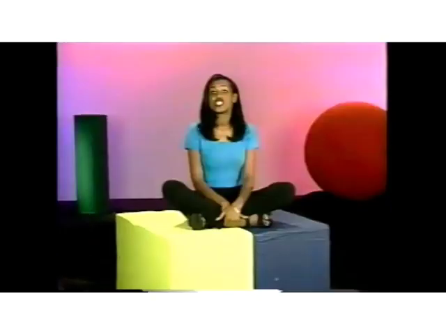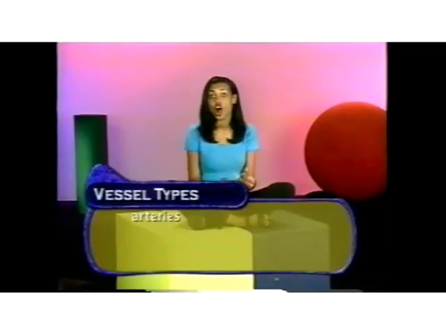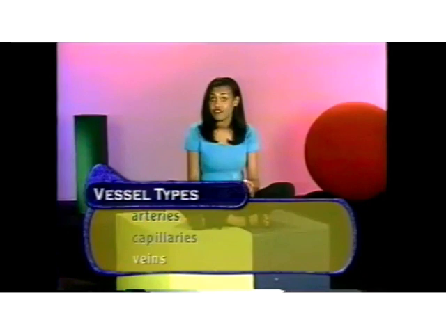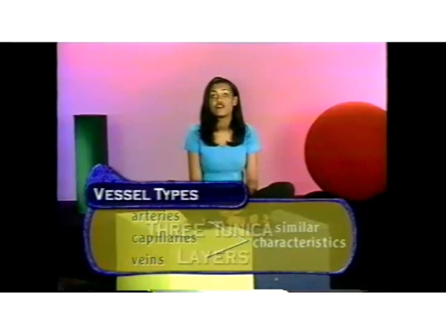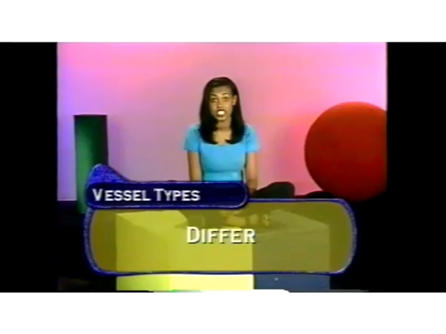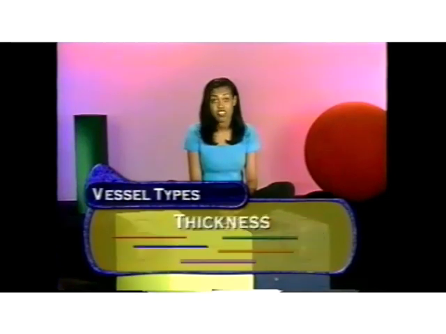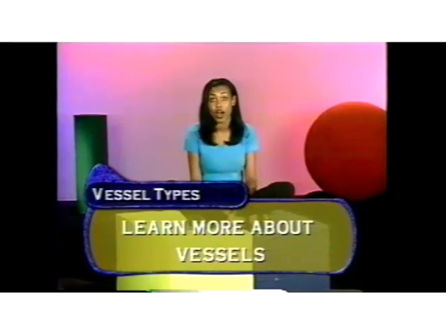So each of the three vessel types, arteries, capillaries, and veins, have similar characteristics. Each of the vessels contain one, if not all, of the three tunica layers. Just like people, dogs, and socket wrenches, these vessel types differ in length, diameter, and thickness. But don't just take my word for it. Why not learn more about vessels from the well-known assassins of our nation's history?